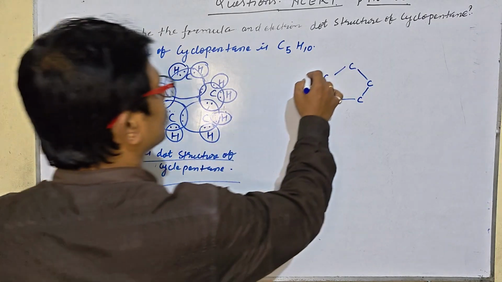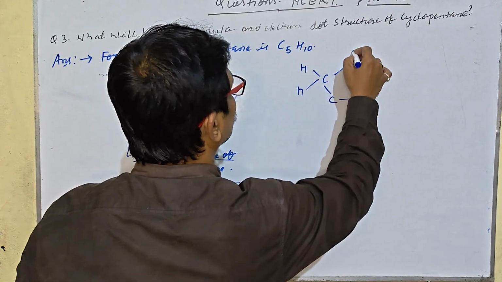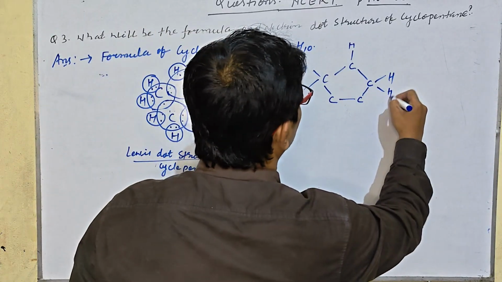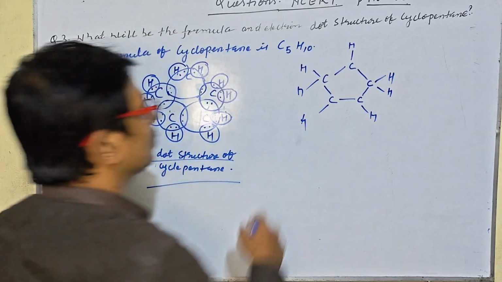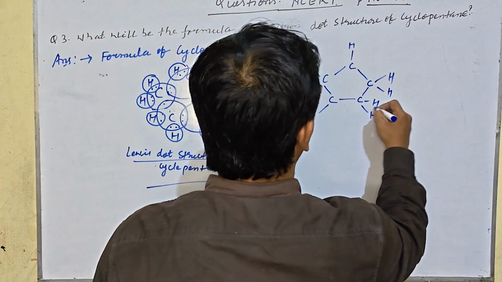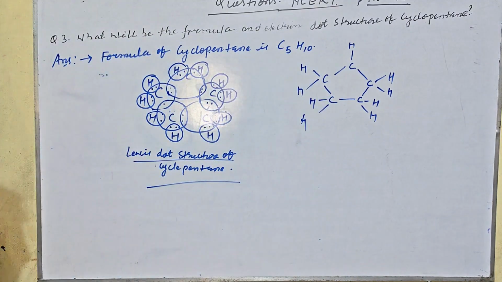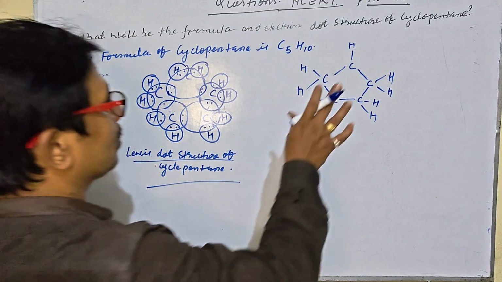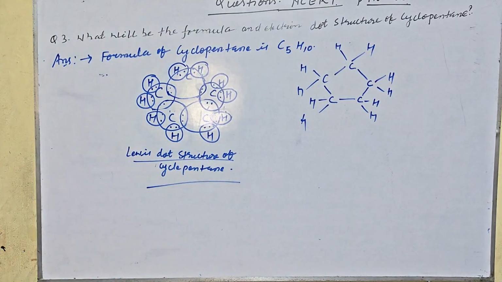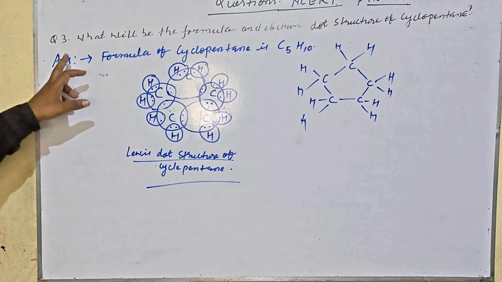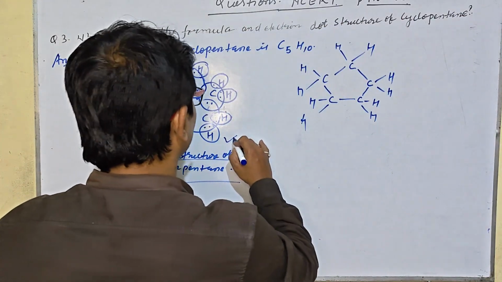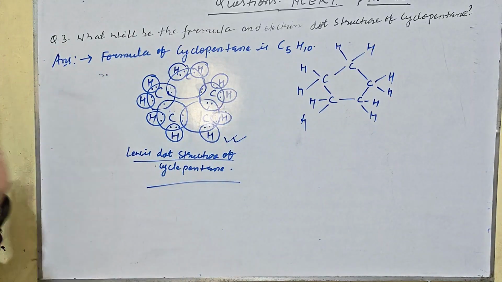So my dear student, is it very easy? The question is asking for the electron dot structure formula, so you can write like this. And this is the structure formula. So my dear student, this is the Lewis dot structure. The question is asking what will be the formula and electron dot structure of cyclopentane. So you can write this. Is it right? The examiner will give you 100 marks.